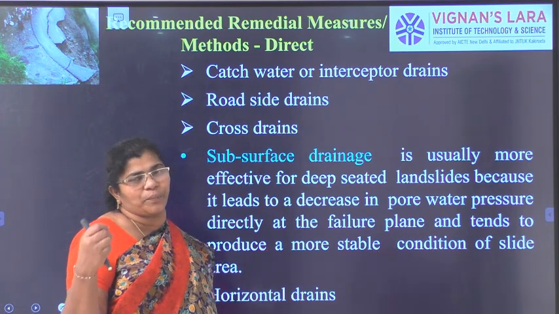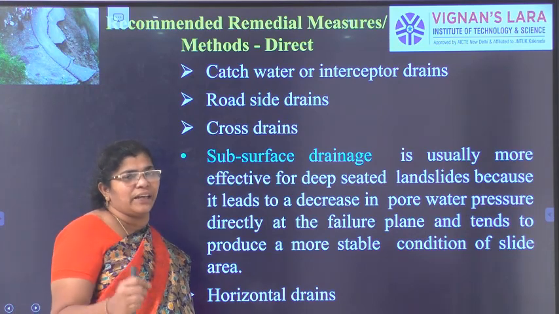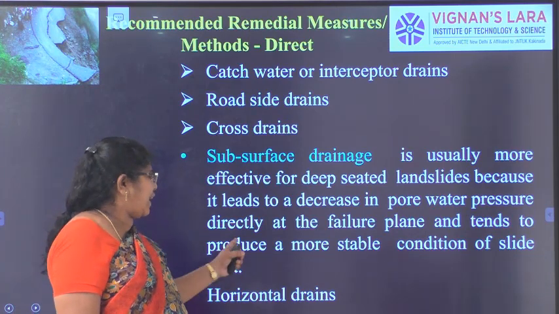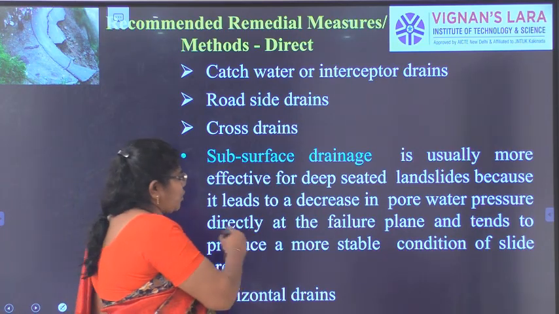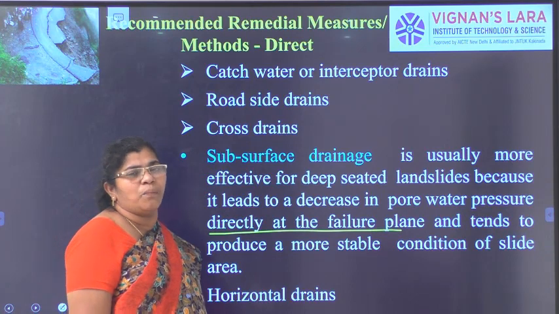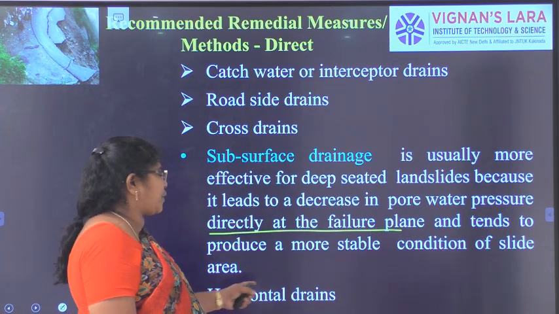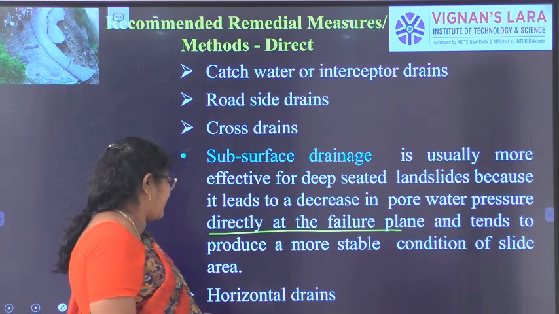It can be used with perforation, which will take even the rainwater when it is coming in the rainy season. Water pressure: this pore water pressure directly influences the failure plane, which gives more landslide. So that can be prevented and tends to produce a more stable condition of the landslide area.